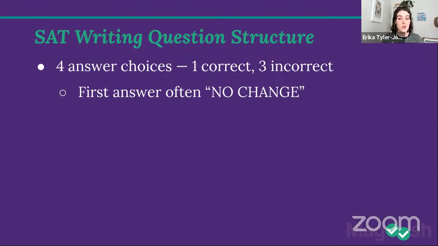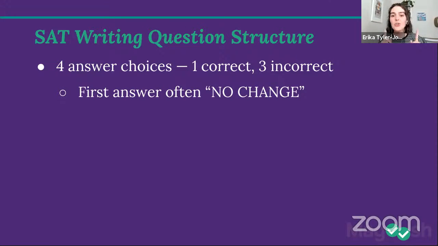Now, I'm going to ask you a question, and if we get a poll up on time, you can answer in the poll, or you can answer in the chat. So the first answer is often no change, which is, hey, the sentence is right as is. Leave the underlined portion alone. The test maker wrote it correct from the jump. And then answers like B, C, and D will be, here's an alternative to the underlined portion.